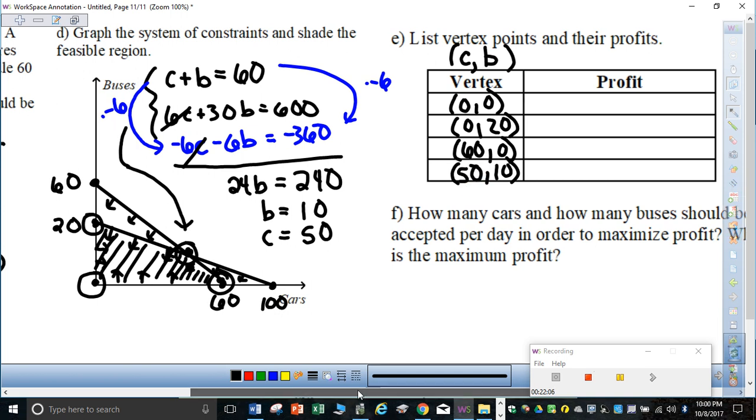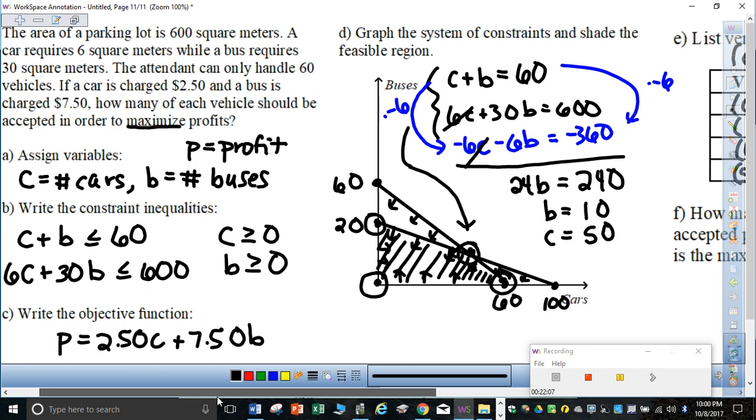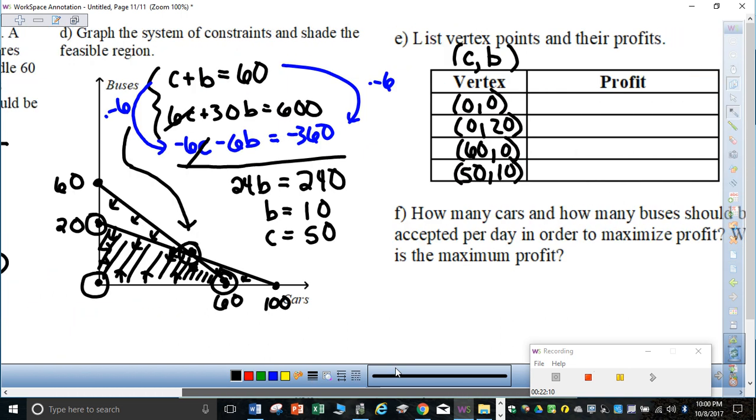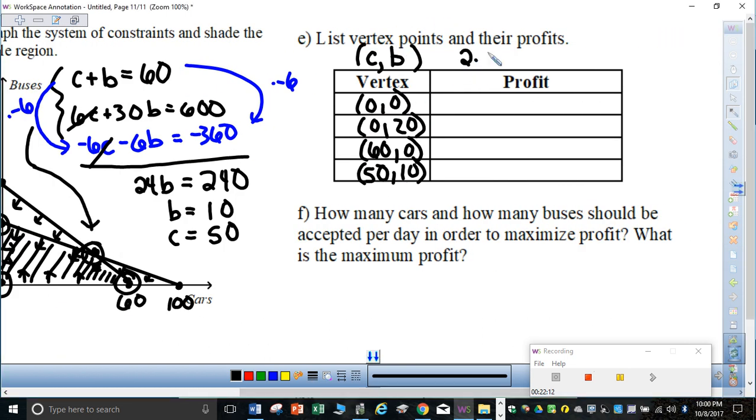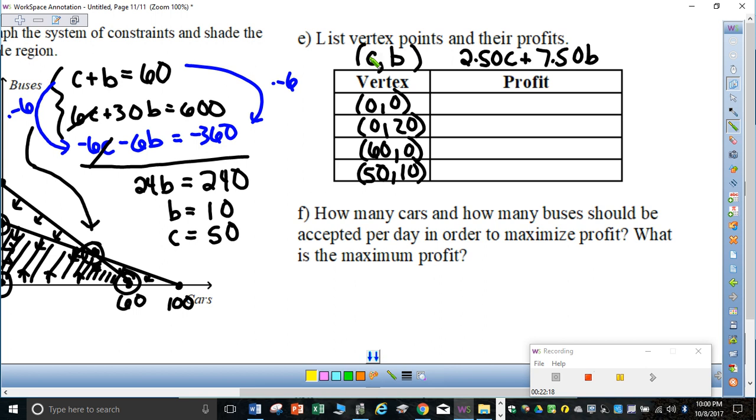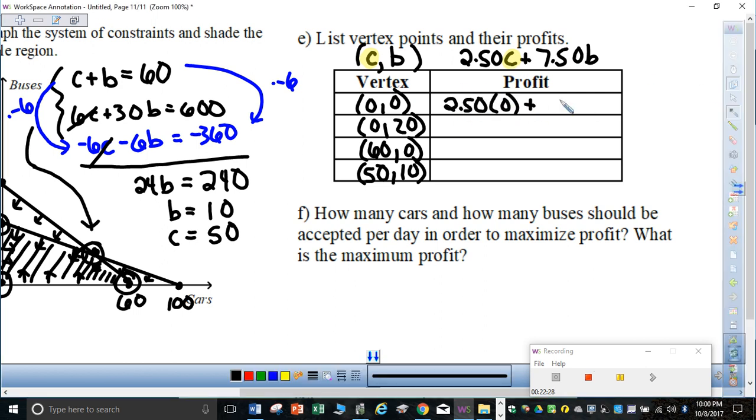Okay, finally to figure out the profit, so let's rewrite the objective function. So $2.50 per car plus $7.50 per bus. So make sure that the first letter that's listed is the first letter that shows up in your equation. So you're putting the right numbers in the right spot. So of course the first combination of 0 cars and 0 buses is probably not very helpful. That's going to be a profit of $0.